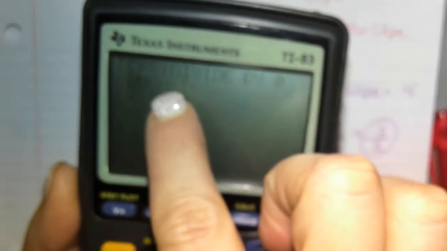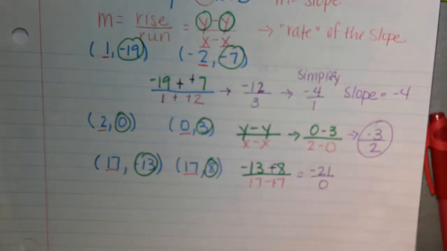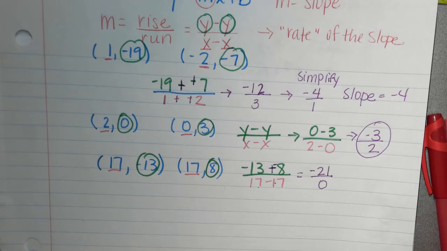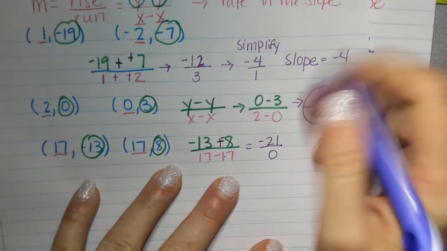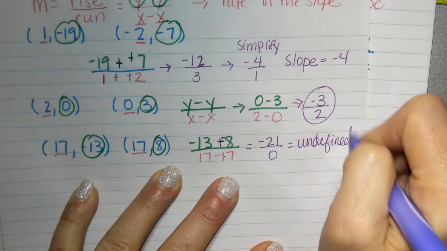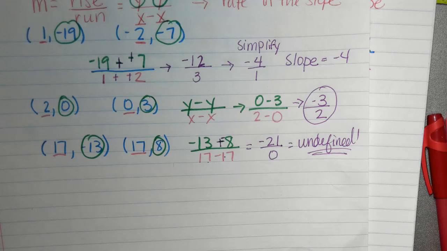21 divided by 0. It gives you an error message. Divide by 0. You cannot divide by 0. It is undefined. Okay? So this is undefined. You cannot have a denominator as a 0. It's going to equal undefined.